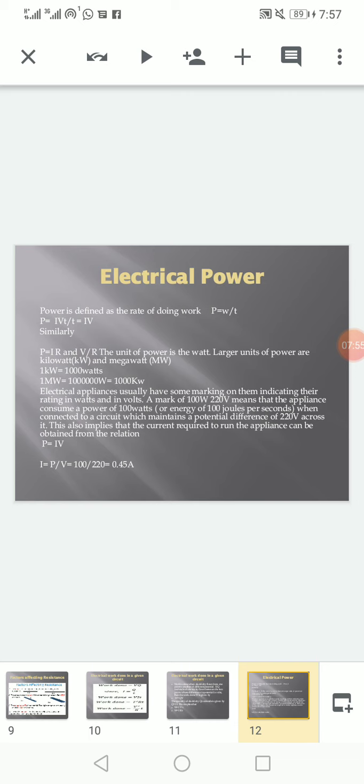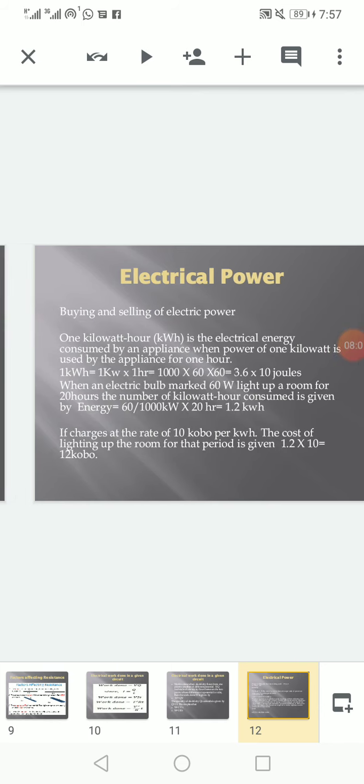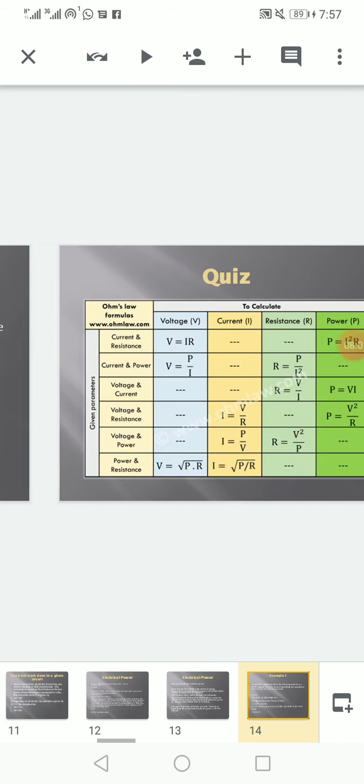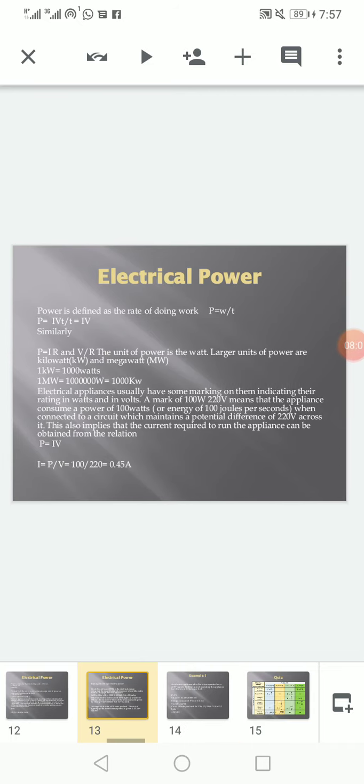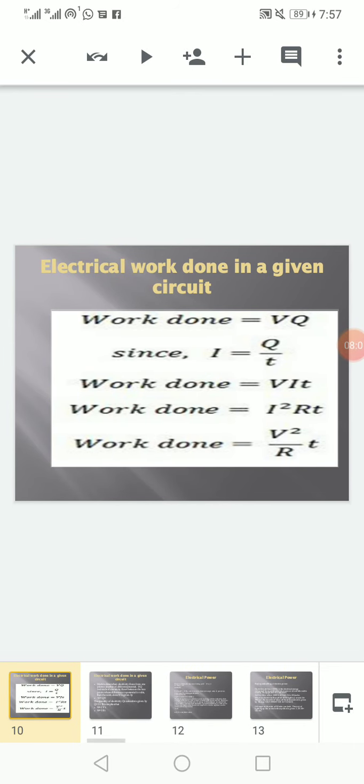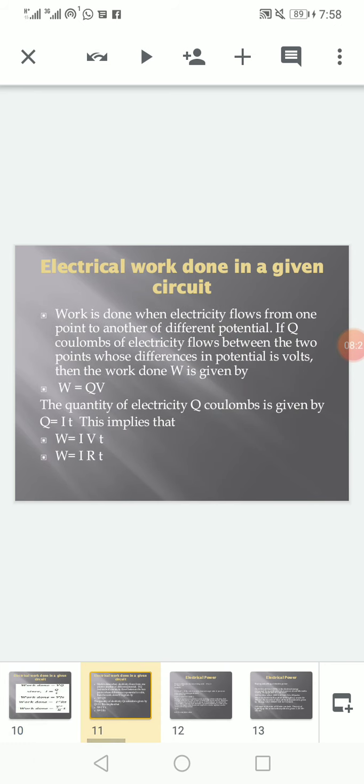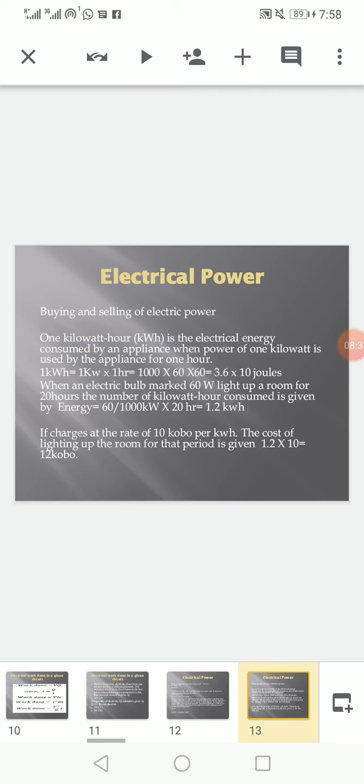Now, electrical power. Electrical power basically is the rate of doing work. The various formulas used in calculating electrical power are just a situation whereby you go to electrical energy and remove the time. For example, P, power, is equal to IV. That is, you omit the time. We've discussed this in class, and I've taught you how to derive all these formulas, so we should not waste time on that now.